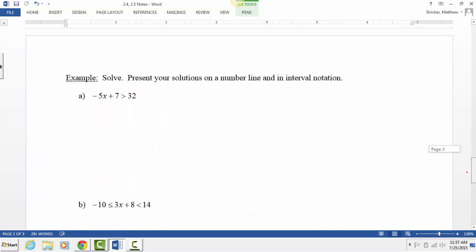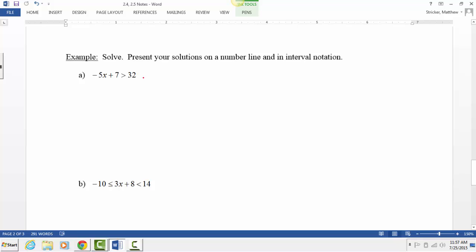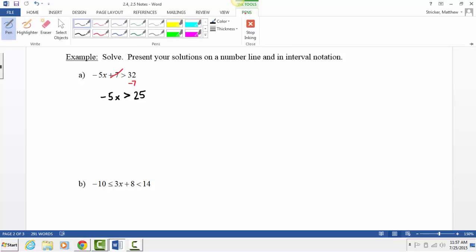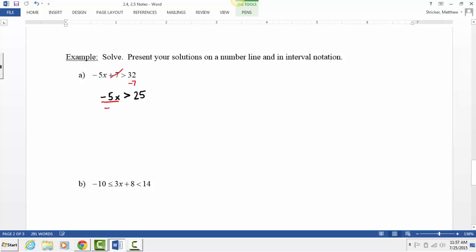So we have to do that in this first example. If I was going to solve this, just like we've been solving equations, we want to get the x's on one side, numbers on the other. So I'm going to need to move this positive 7 to the other side, which makes it a negative 7. If I move it, change sides, change signs. So this is negative 5x, greater than, bring that greater than down, 32 minus 7, 25. Okay, this x is married to the negative 5 by multiplication. Multiply, marry, divide, divorce. So I have to divide by negative 5, divide by negative 5.